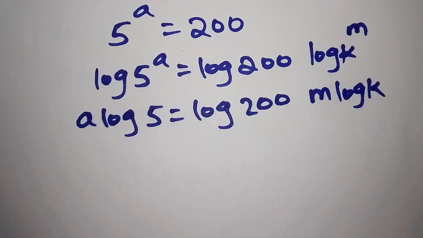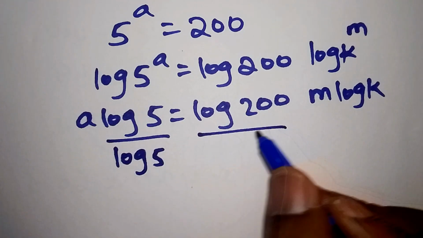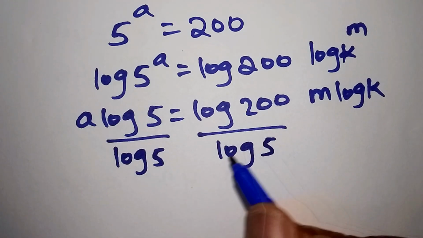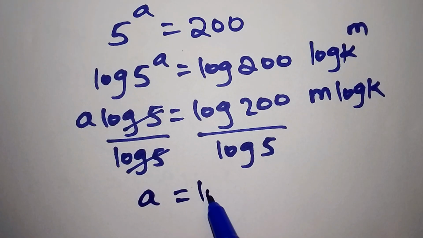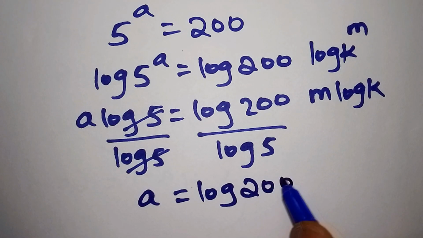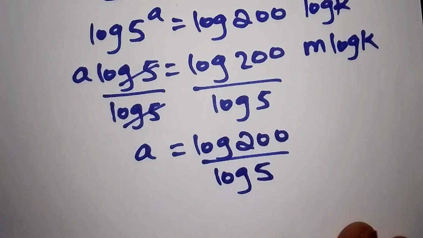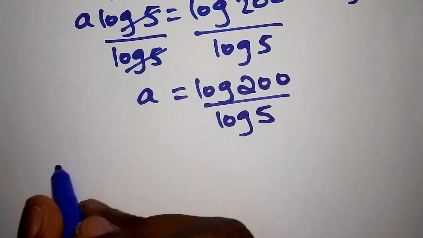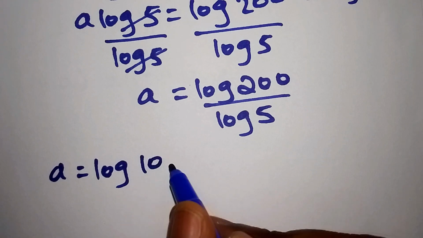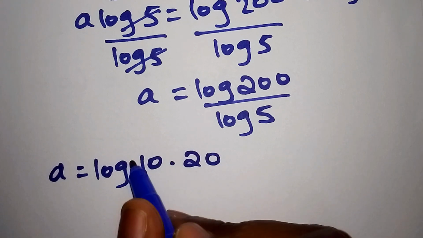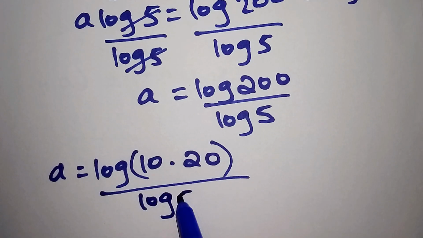Now we divide both sides by the log of 5. The log of 5 and log of 5 cancel each other, so the value for a is equal to the log of 200 all over the log of 5. Let's simplify it completely. The log of 200 can be written as the log of 10 multiplied by 20, in bracket, all over the log of 5.